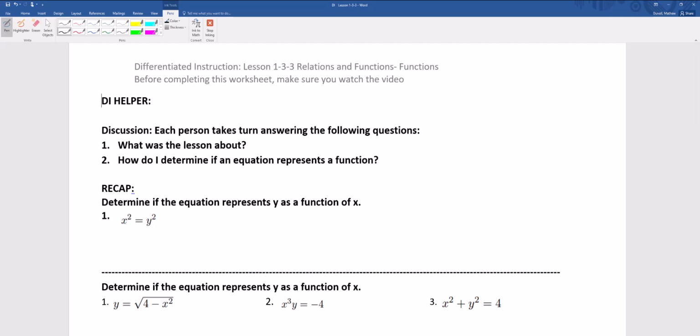Right, to determine if an equation is a function, you want to solve for y, and if there's a plus or minus, then we know that it's not going to be a function. So square root both sides, you're going to get plus or minus y equals plus or minus x. The fact that it has that plus or minus x means that it's not a function.